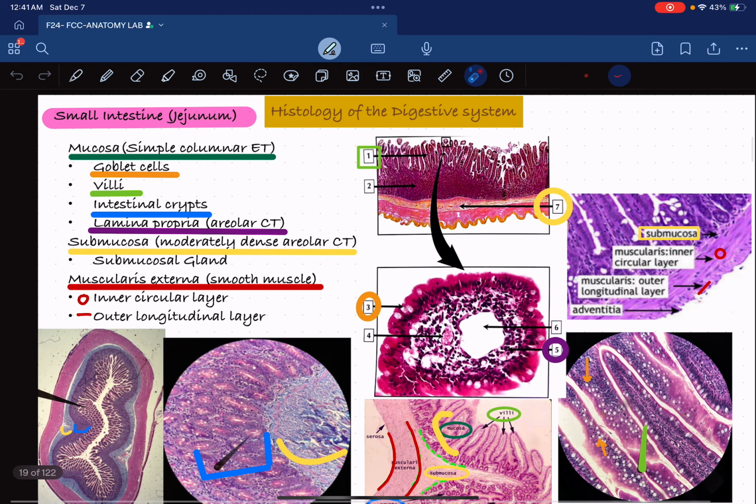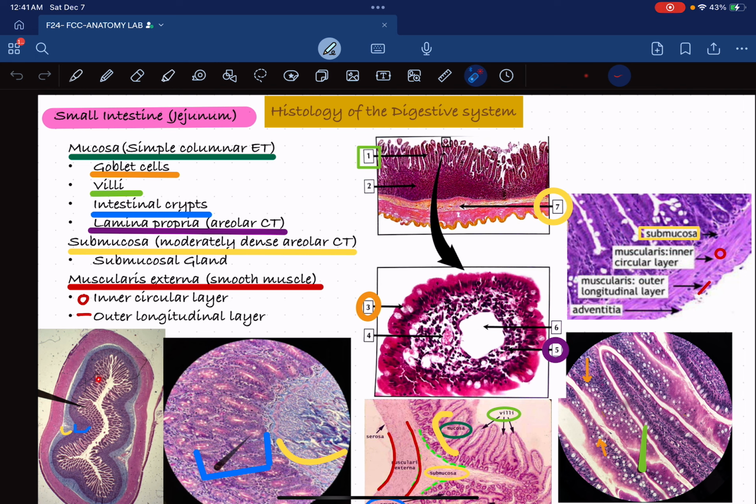We're first going to be talking about the histology of the digestive system, the small intestine, and the jejunum. Looking at it, we have the mucosa, made out of simple columnar epithelium tissue, which can be identified right here. Goblet cells appear as white. They are located here in the villi.